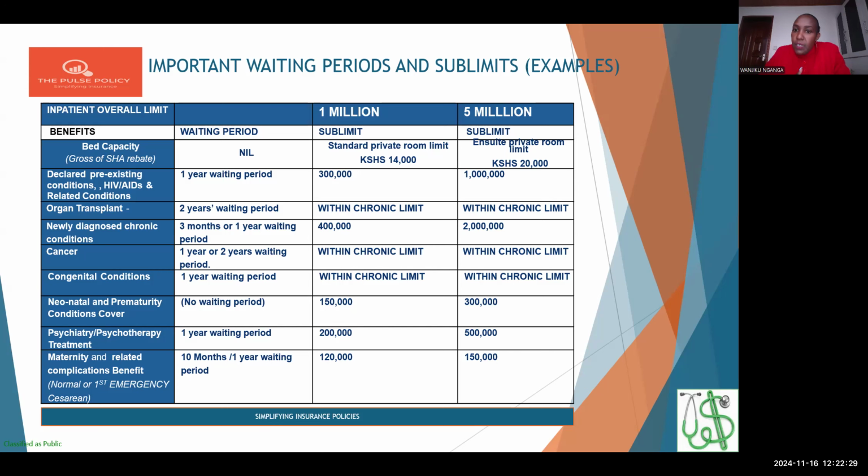So what does that mean? It means that you cannot spend 1 million on one condition or 5 million on one condition, but you have been given a sublimit here of, let me just get a pen here.